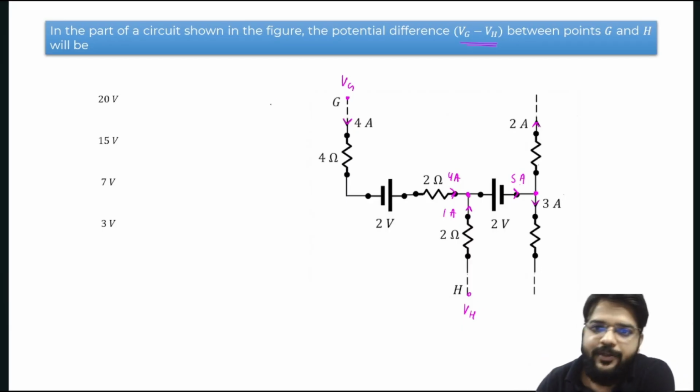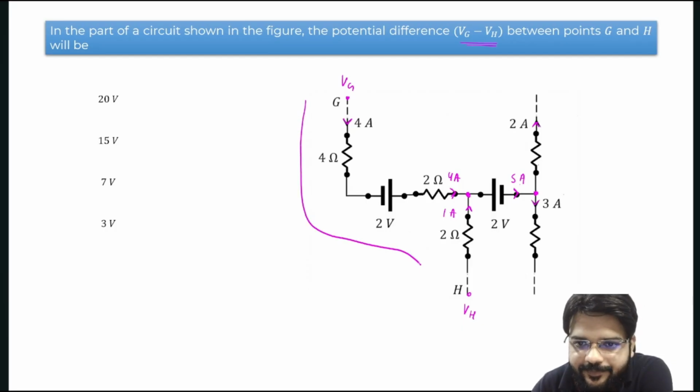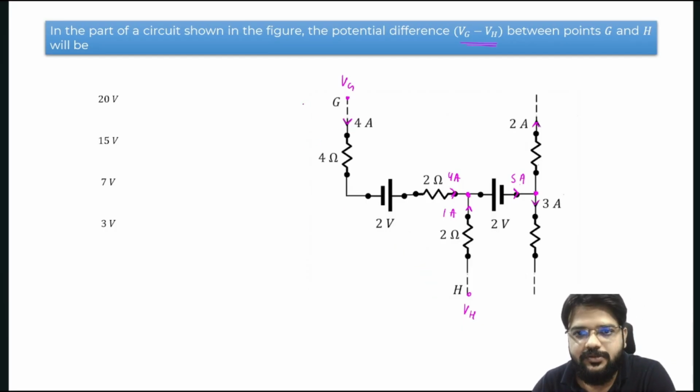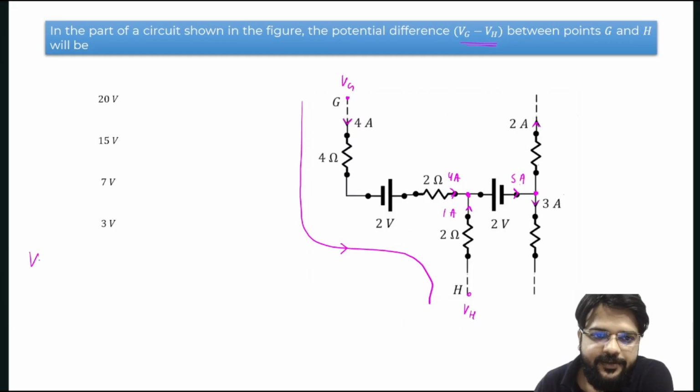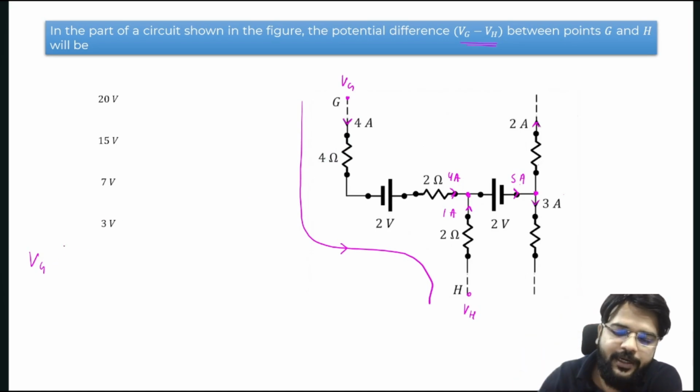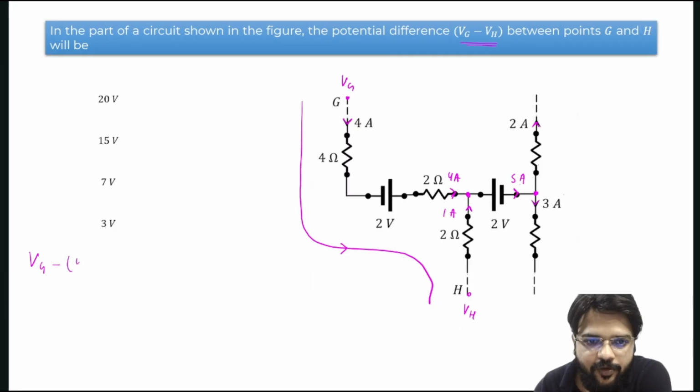So now we will use Kirchhoff's voltage law from G to H, and we will choose this path here. So potential at G point is Vg. Then we have one resistor. Resistance is 4 ohm. Current passing is 4 ampere. And the direction of KVL and the direction of current is the same. So minus sign we will write, 4 into 4. Then further we will move. Then we have one battery. We are going lower to higher. That's why plus 2.